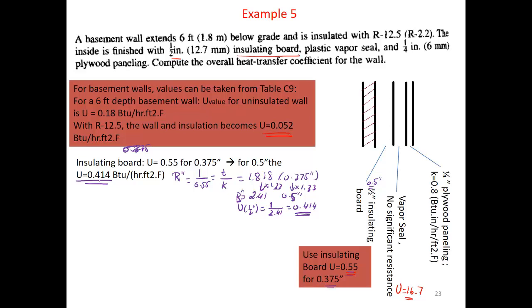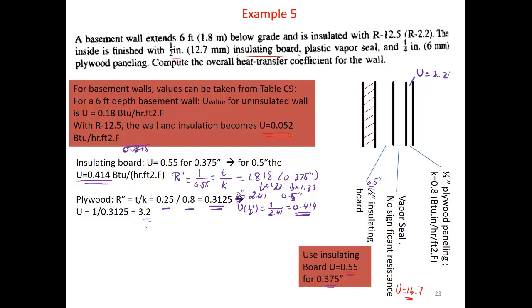For the plywood, so that's 0.414 for the insulating board. The plywood paneling has a K value of 0.8, or I mentioned for a quarter inch right here, U is directly equal to 3.2. Let's check on that. So T is a quarter divided by 0.8, you get 0.3125, that's the thermal resistance. Take the inverse of that, 1/0.3125, you will get 3.2, so it was the reported value for that specific thing.